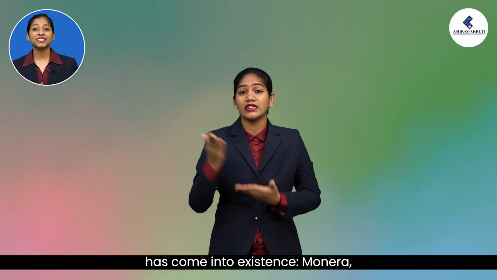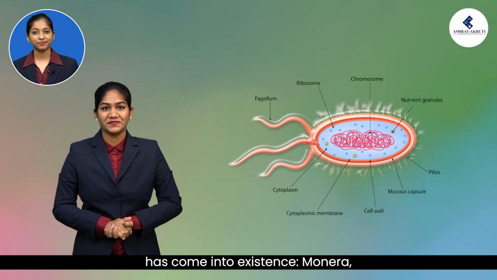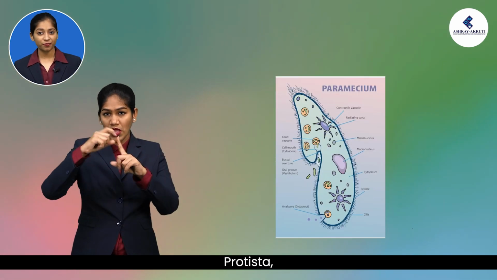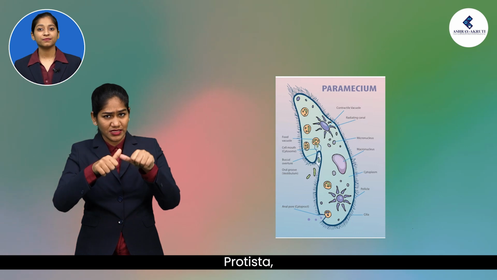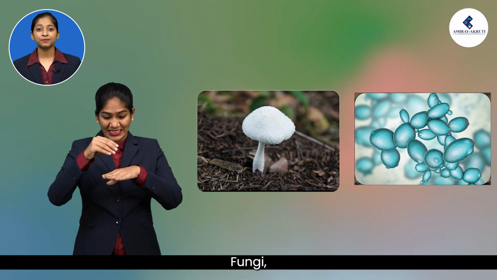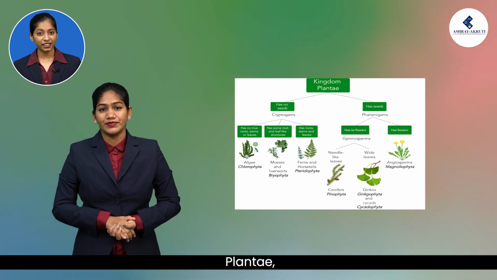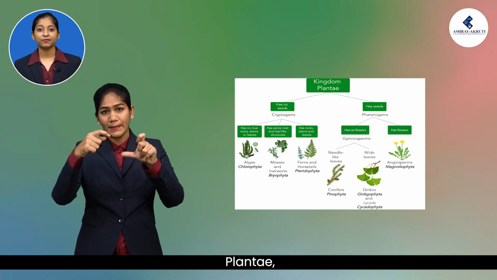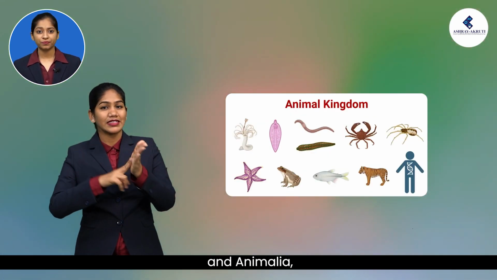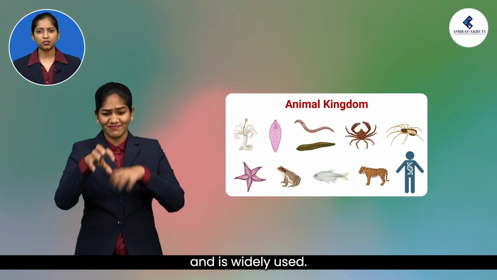The classification Whittaker proposed has come into existence: Monera, Protista, Fungi, Plantae, and Animalia, and is widely used.